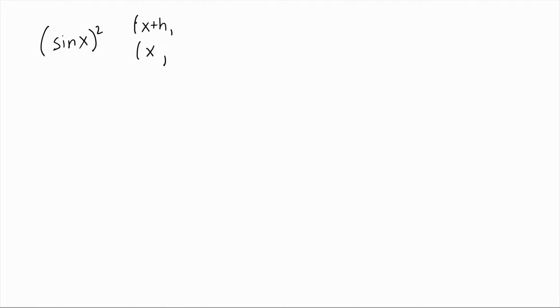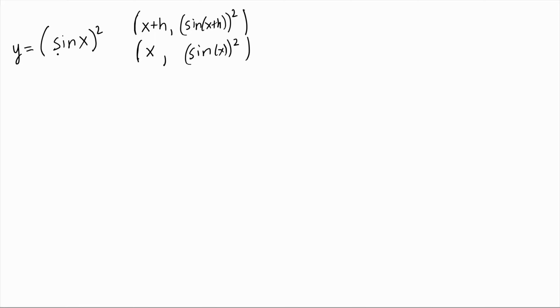By plugging x plus h into the function, we get sine of x plus h quantity squared, and plugging x in, we get sine of x, quantity squared. So here are our ordered pairs, 2 points on that curve. And to find the slope of the tangent line of this curve right at x, I'm thinking of this as a function, maybe I'll put y equals.